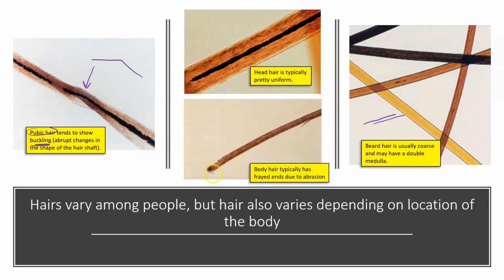And then body hair, like your legs and arms, typically has frayed ends, and that's just due to the friction that the hair is subjected to based on wearing clothes. So obviously the more you wear pants, socks, shirts, underwear, whatever, typically frays the ends of these body hairs, and that isn't typically seen on head hair because the head hair doesn't typically see as much friction or as much abrasion as your other body hairs.